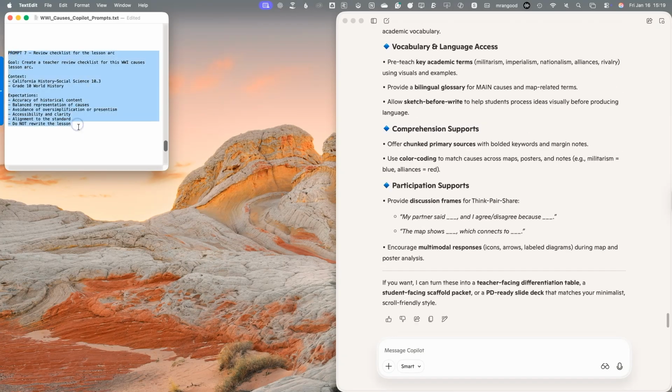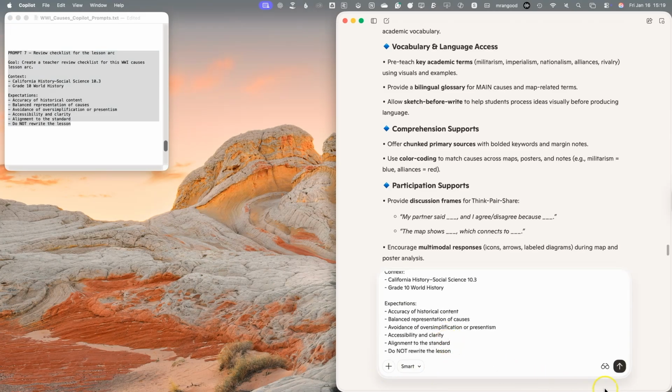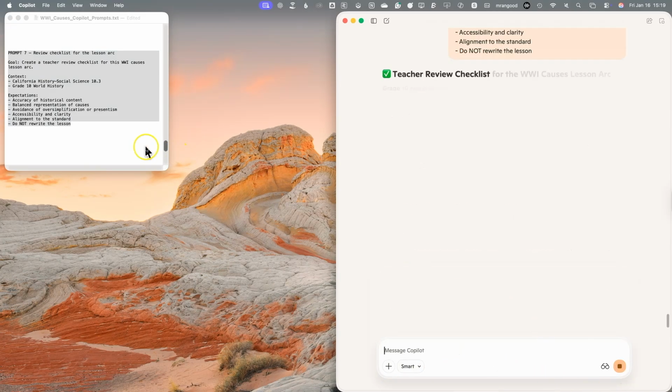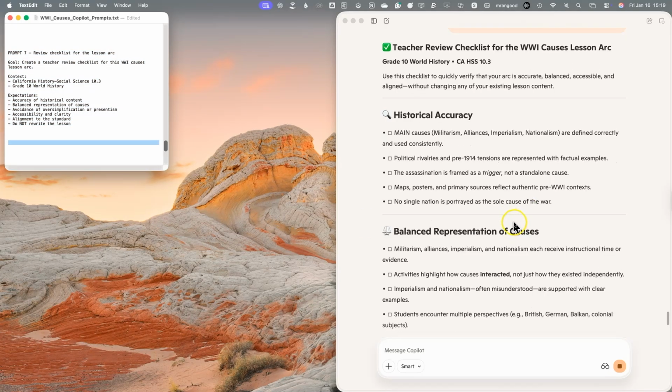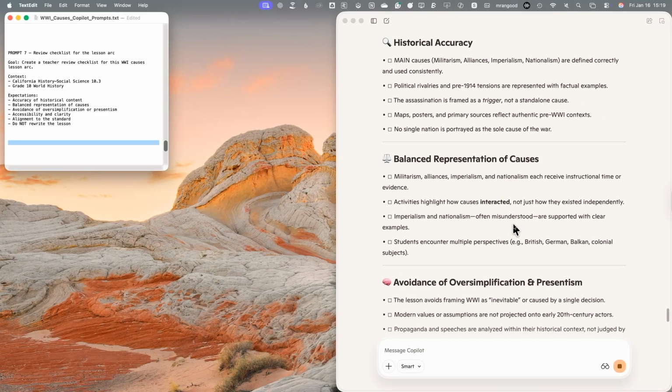Before assembling the final arc, I generate a review checklist. This is a quality control step for accuracy, representation, accessibility, and alignment. It's an intentional pause point. If something can't be verified here, that signals the need for revision.